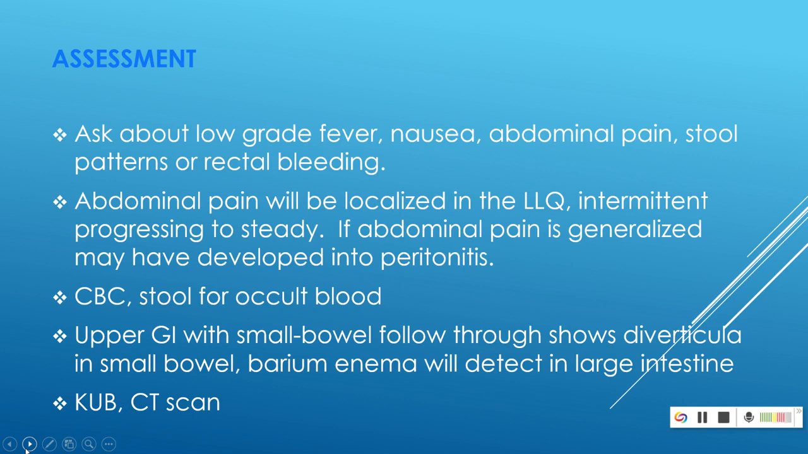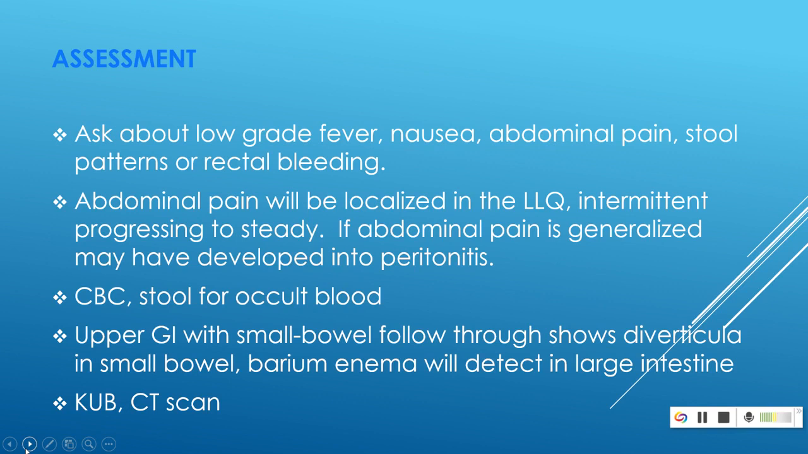Abdominal pain is in the left lower quadrant. It's intermittent, progressing to steady. Because if we've got food residue trapped in those diverticula and the inflammation process is starting, doesn't it make sense that the longer the inflammation process goes on, the more fluid, the more edema, the more pressure, the more pain? If the abdominal pain becomes generalized over all 4 quadrants, they may have developed into peritonitis.